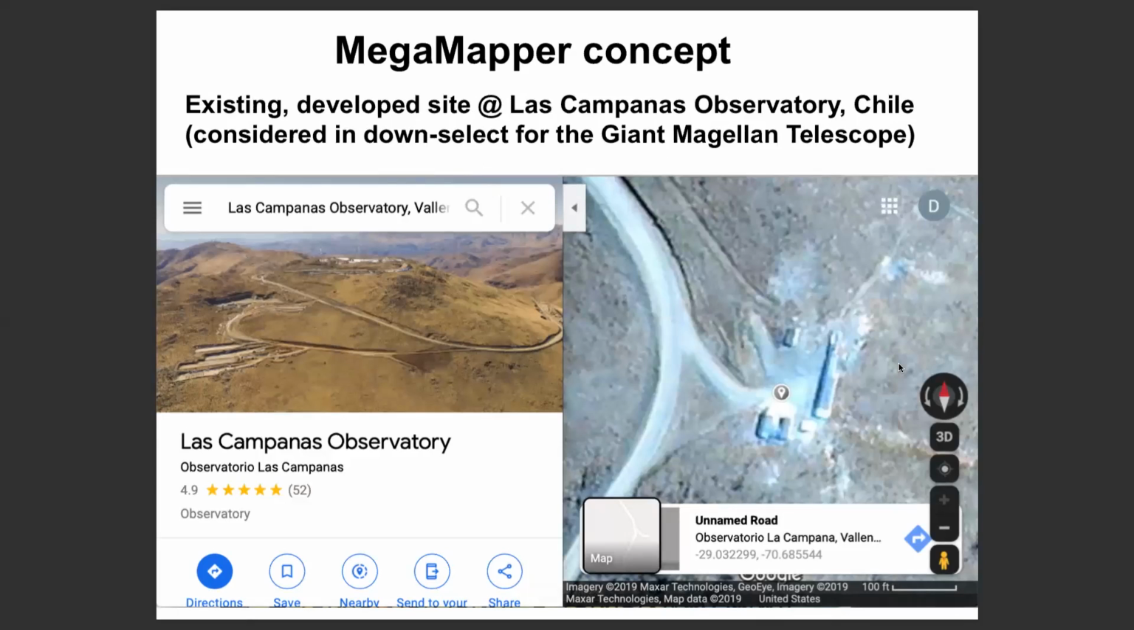Okay, the site would be Chile. And in fact, the site that we're looking at is a site that was in the Giant Magellan Telescope down select. So on Google Maps or Google Earth, this is what the site looks like. It actually used to have a sub-millimeter telescope that has been removed, but there's a site here with services that could be used.